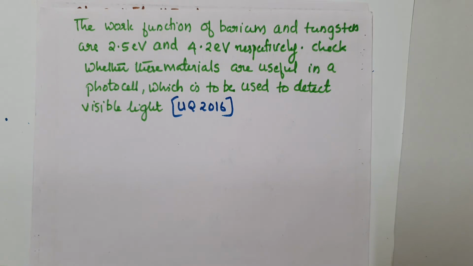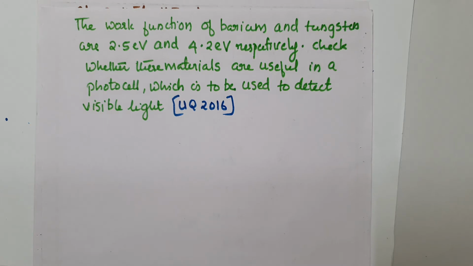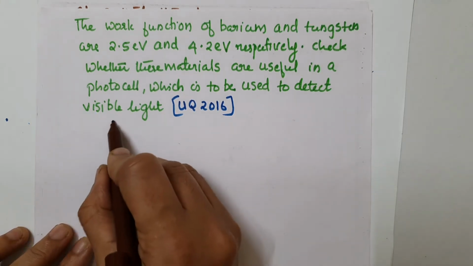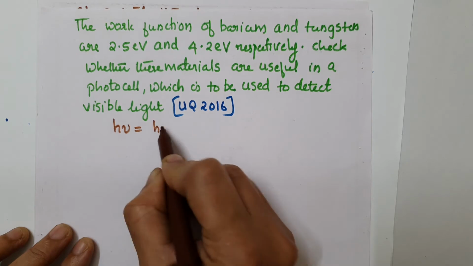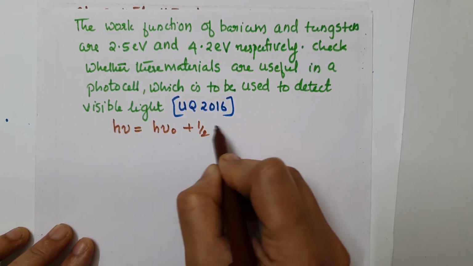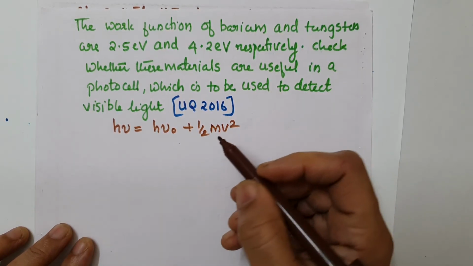The work function of barium and tungsten are 2.5 eV and 4.2 eV respectively. Check whether the materials are useful in a photocell which is to be used to detect visible light. In the case of the photoelectric effect, we have the photoelectric equation, h nu is equal to h nu 0 plus half m v square.